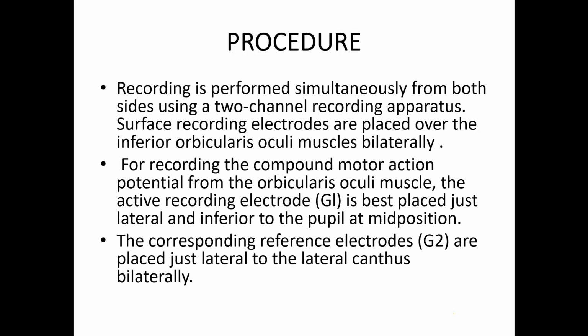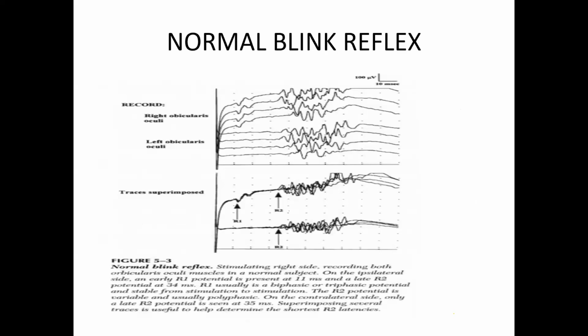For recording the CMAP potential from the orbicularis oculi muscle, the active recording electrode is best placed just lateral and inferior to the pupil at the mid position. And the corresponding reference electrodes are placed lateral to the lateral canthus. When you're putting the recording electrodes, the black should be inside and the red should be outside. That is the thing. So this is the normal blink reflex.